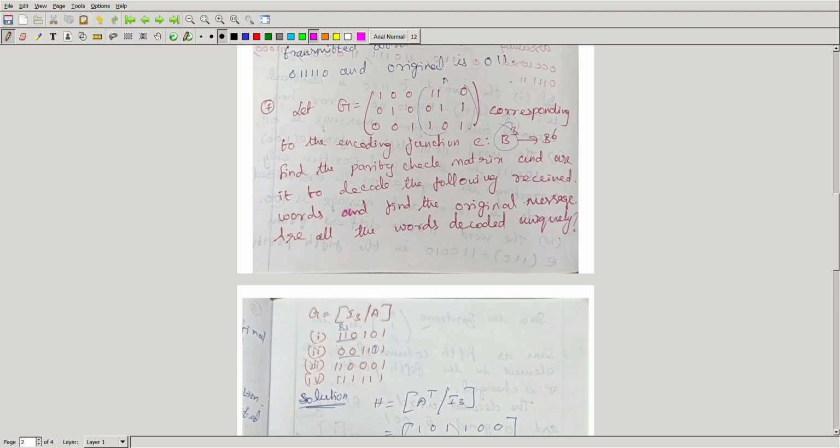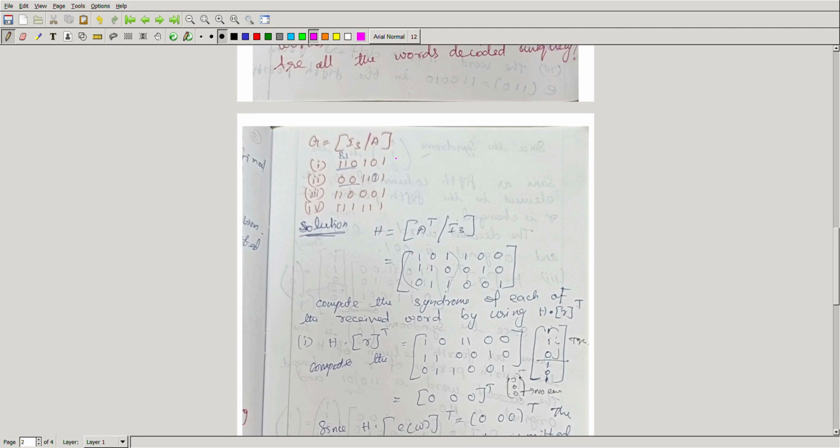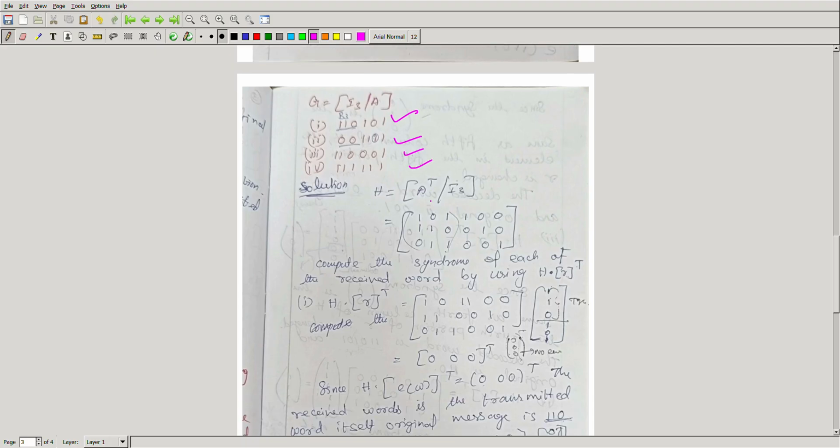For that original message they given the generator matrix, as well as H, which is B3 to B6 transpose, right? Now we'll do the problem. How many passwords do we need to find out? 4 things. We'll do one by one. First, from the generator matrix you have to identify which is the identity matrix and which is the A matrix. You know it is. So this is the identity matrix, this is the A matrix. You have to write A matrix transpose, right? That's what is called the generator matrix.